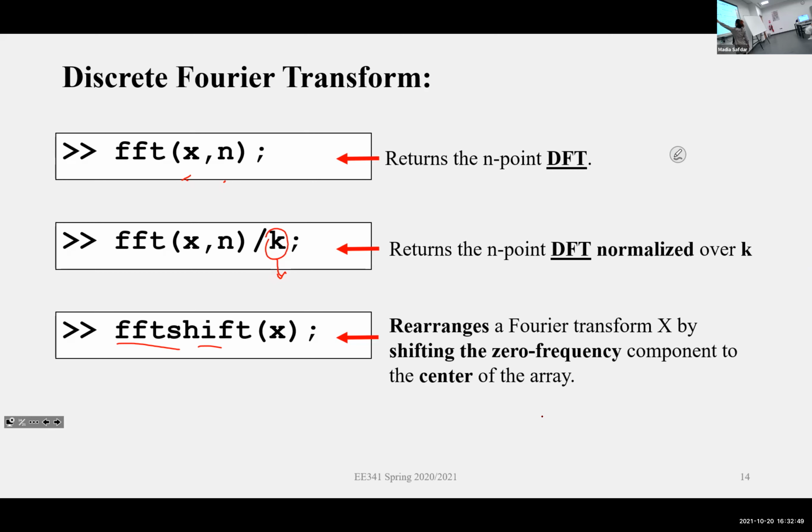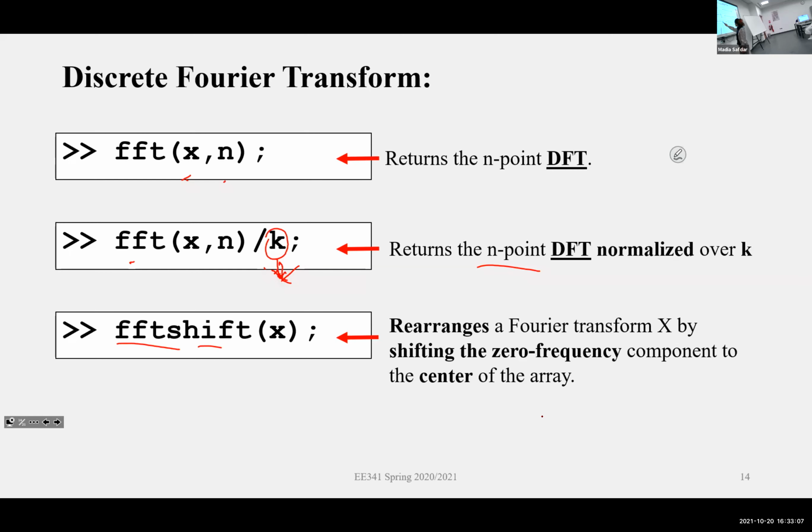Then I will normalize. This is the normalizing factor. This will normalize my FFT, my n-point DFT. It will be normalized by K, which can be any constant.